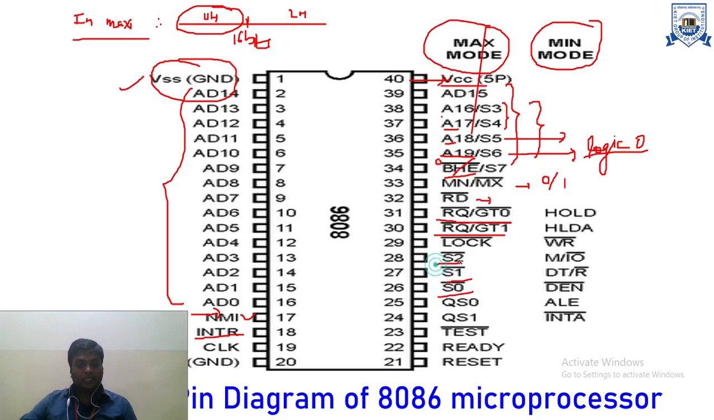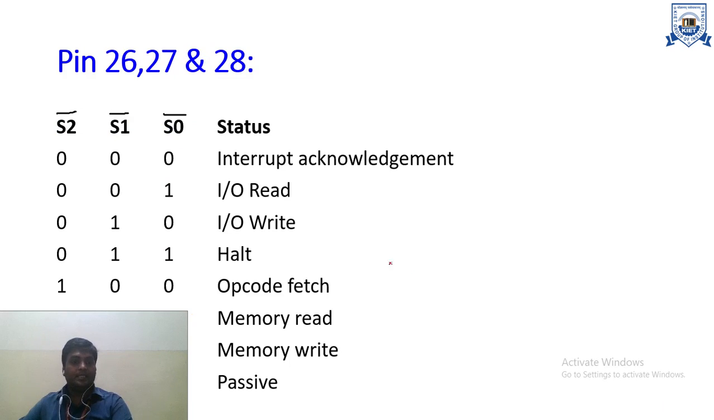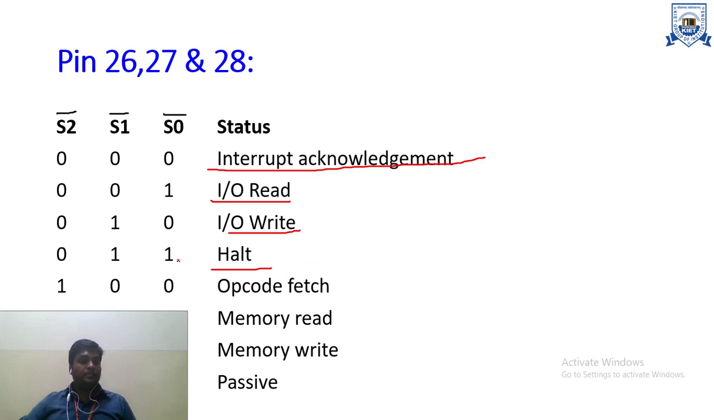S0, S1 and S2 are used to tell the status. They tell us whether this is an input output read or input output write, or there is an interrupt acknowledgement, or there is a halt signal. When it is 100, it means there is opcode fetch. When it is 101, we have memory read. When it is 110, we have memory write. And when it is 111, it shows that we have a passive operation, that means no operations are performed. So that is the meaning of these three pins, which tell the status of the operations of the 8086 microprocessor.